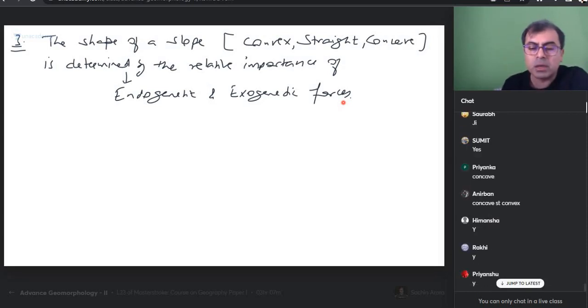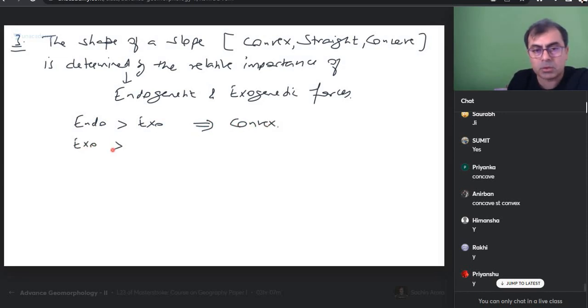That I've already told you. If endo is more, then convex. If exo is more, then concave, and otherwise straight is there. Get that? So endo more than exo implies convex. Exo more than endo implies concave. Can I use the word waxing? Can I use the word waning? If you remember, waning slopes.